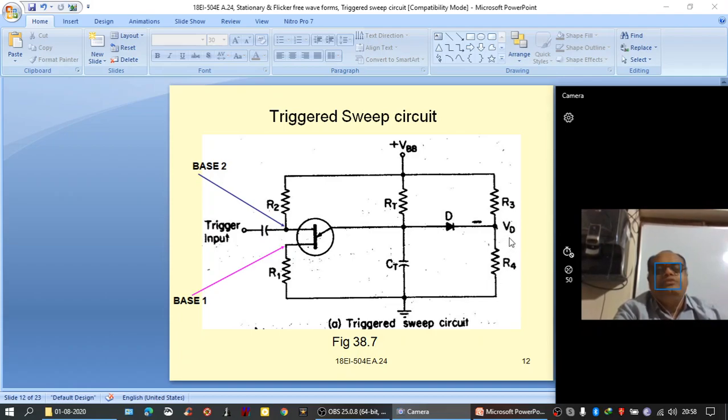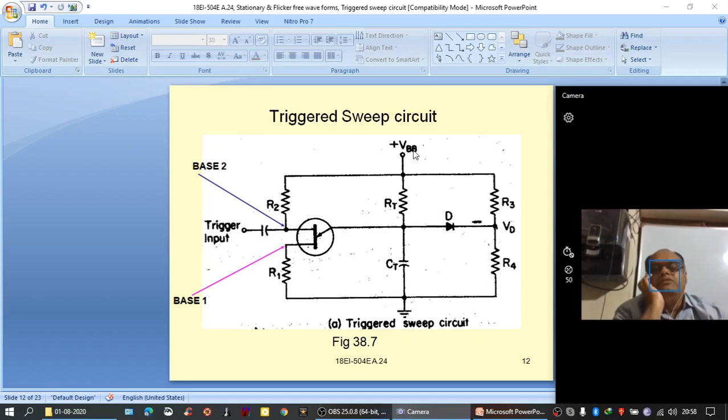Here, what would be the potential at this point, that is VD? VD is equal to VBB by R3 plus R4 into R4, that is VD. So the cathode of the diode D is at a potential VD, and at the anode of the diode D, it would be an exponentially increasing voltage on the capacitor.